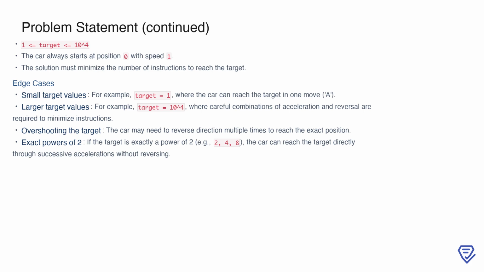the target efficiently. There are interesting scenarios to handle, such as when the car overshoots the target and must reverse multiple times to adjust its position. Another notable case is when the target is an exact power of 2, like 2, 4, or 8. In such cases, the car can reach the target directly through successive accelerations without needing to reverse. These considerations make the problem both challenging and intriguing.